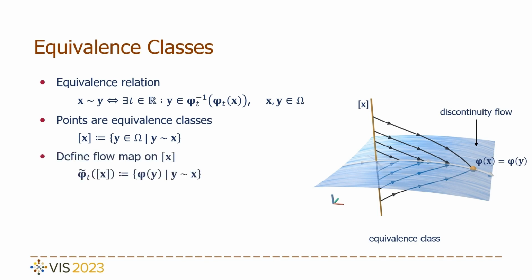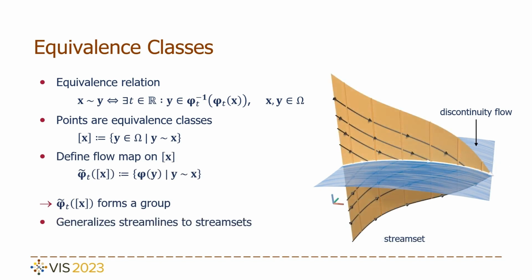Furthermore, we can define equivalence flow maps on these new points. These flow maps on equivalence classes fulfill the group properties, which implies time reversibility. Additionally, streamlines now generalize to stream sets.